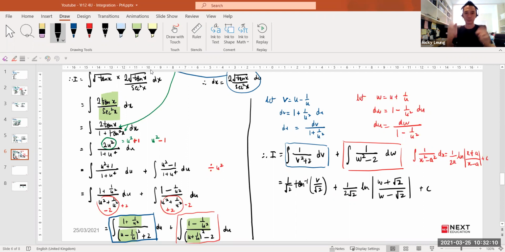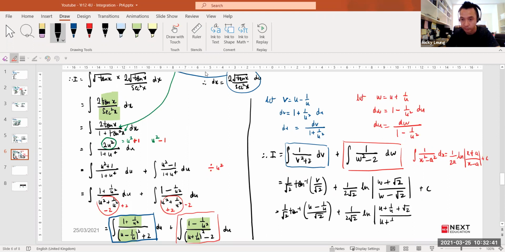Last but not least, let's sub everything back in and get it back into an expression with x, where you sub in your substitutions for v and w, and then sub in your substitutions for u. So we've got a double substitution step left, where it's 2 tan inverse. Instead of v, it's u minus 1 on u, on root 2. And instead of w, it's u plus 1 on u plus root 2 on u plus 1 on u minus root 2, plus c.